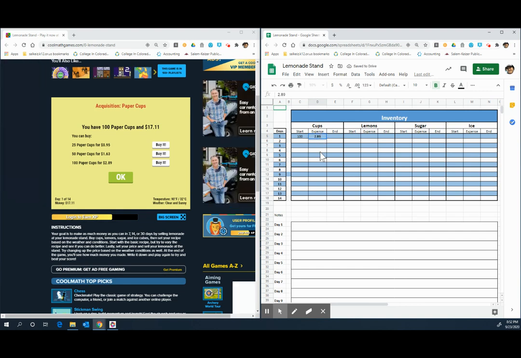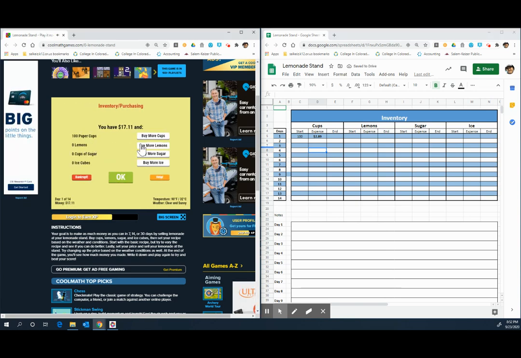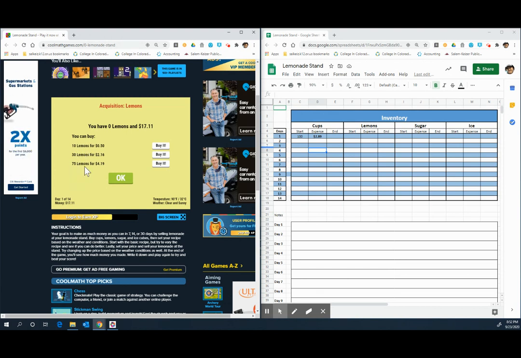You must record your expense each time. I'll say okay, and then I'll go to lemons. It tells us your price per bundle of lemons. Lemons go bad, so you can't buy a ton of lemons like you bought with cups. Because the temperature is 90 degrees, I'm going to buy 75 lemons for $4.19. So I'll start with 75 lemons, and I spent $4.19 on that. Notice how much money you have left on day one of 14.